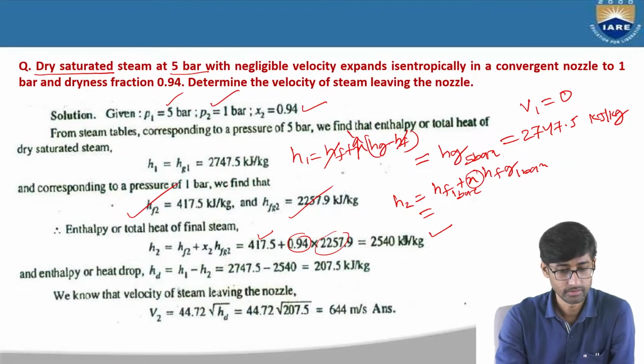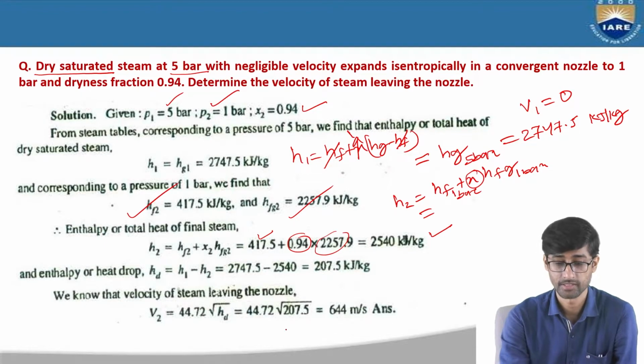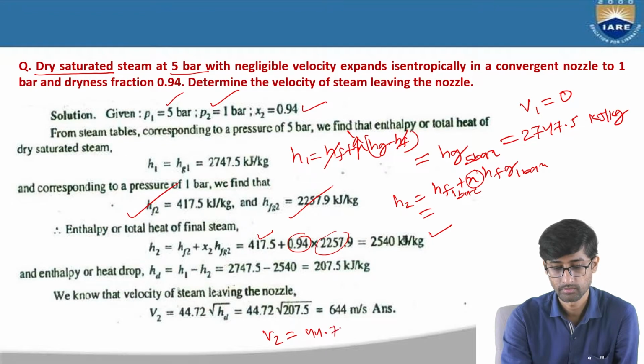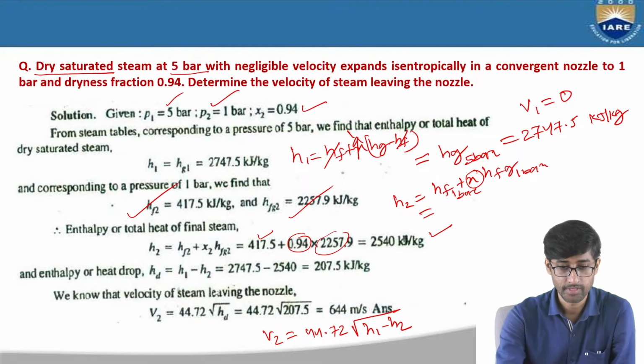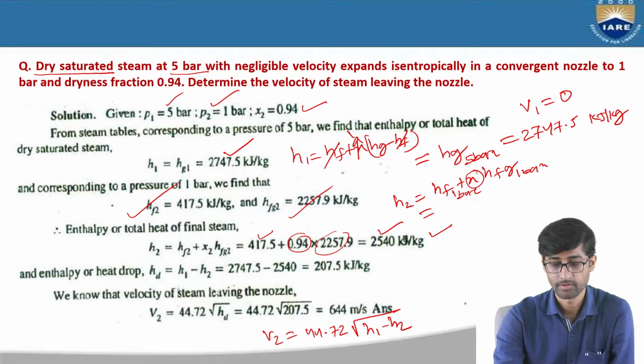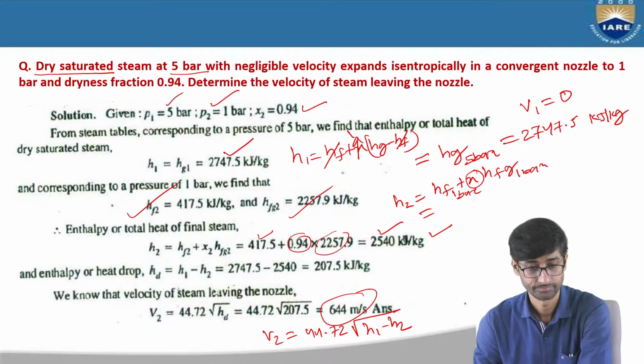Then you calculate the exit velocity of steam leaving the nozzle. Exit velocity, that is called V2. So V2 is equal to 44.72 under root H1 minus H2, right? So this is the value of H1 and this is the value of H2. Calculate, find out the value of velocity V2. So this is how to solve the problems.